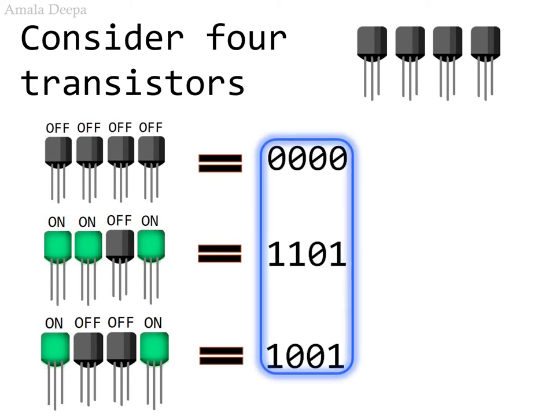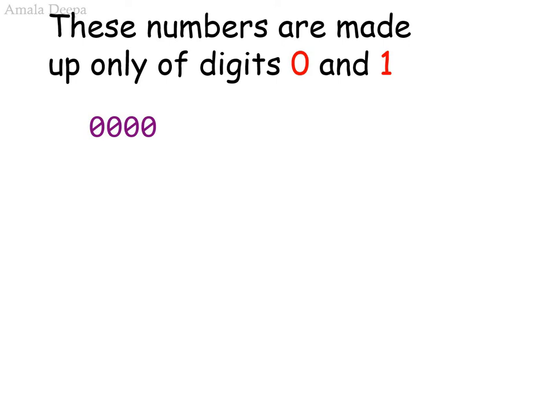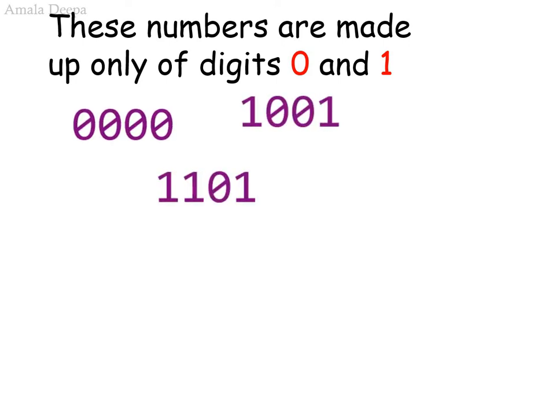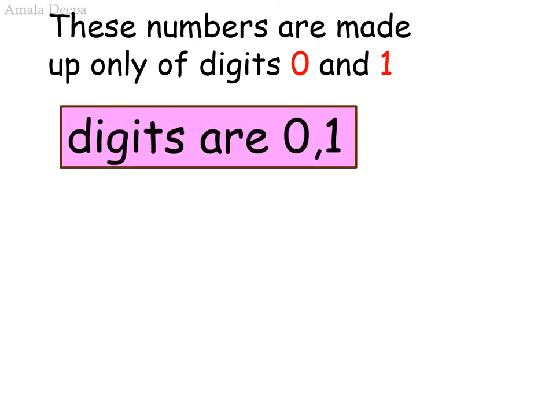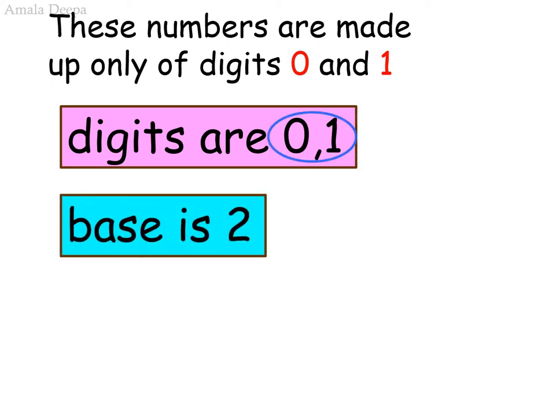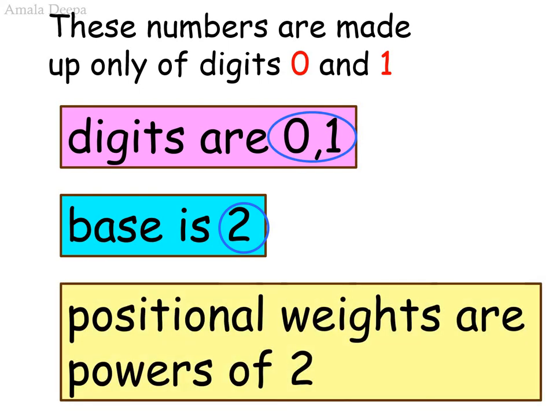Look at these numbers. These numbers are made up only of digits 0 and 1. So the digits are 0 and 1. Only 2 digits. Means its base is 2. The positional weights of the digits are powers of 2.